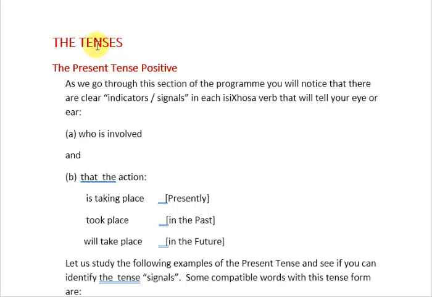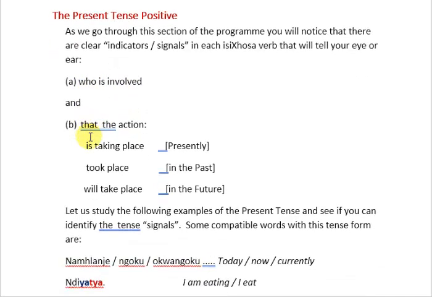We move on to the tenses, beginning with the present tense positive. And as we go through this section of the program, you'll notice that there are clear indicators or pointers in each verb that will tell your eye or your ear, first of all, who is involved and that the action itself is or did or will take place. So now we are going to study some examples of the present tense, and I want you to see if you can identify the tense signals.